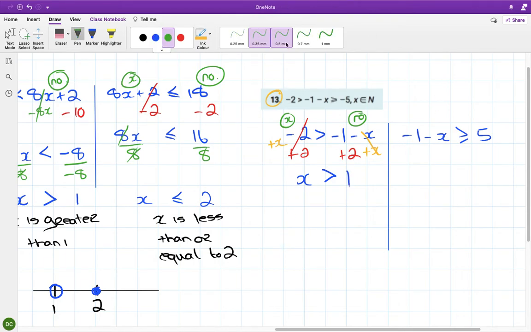Okay, and then the other side, x's need to be here, and numbers need to be over here. So the 1 is in the wrong place, so plus 1 to get rid of it, and plus 1 to balance. The minus x is fine, and 5 is fine. So we have minus x greater than or equal to 6. There's an invisible 1 there, which I'm going to throw in. And then we're going to divide by minus 1 to cancel it out, and divide by minus 1 on this side for balance.